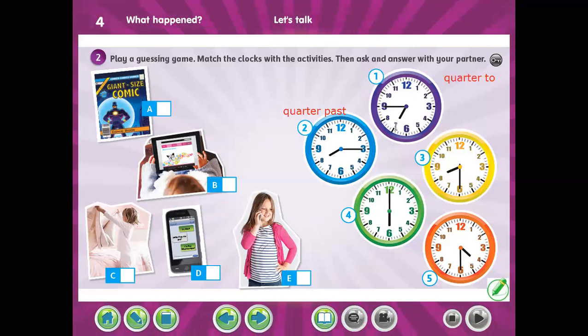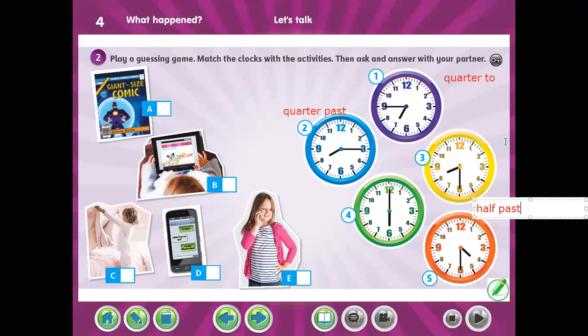Okay? Daniel, what's the time in number 3? The time is half past 8. Half past 8. Very good. Copy please if you don't remember, because we are going to use this. Copy in your books. Half past 8.